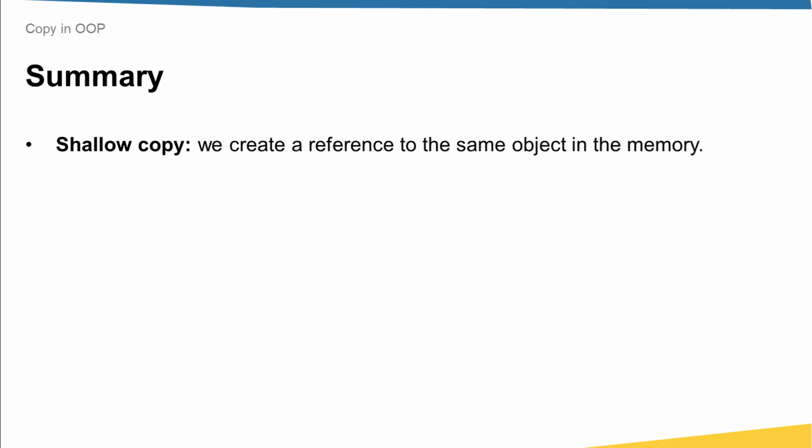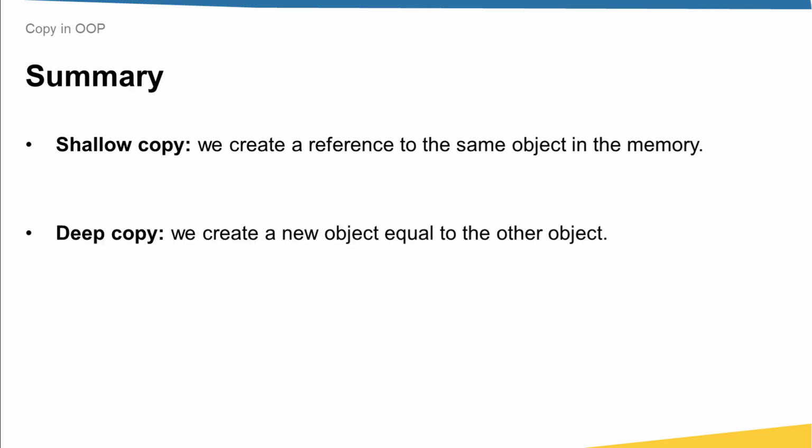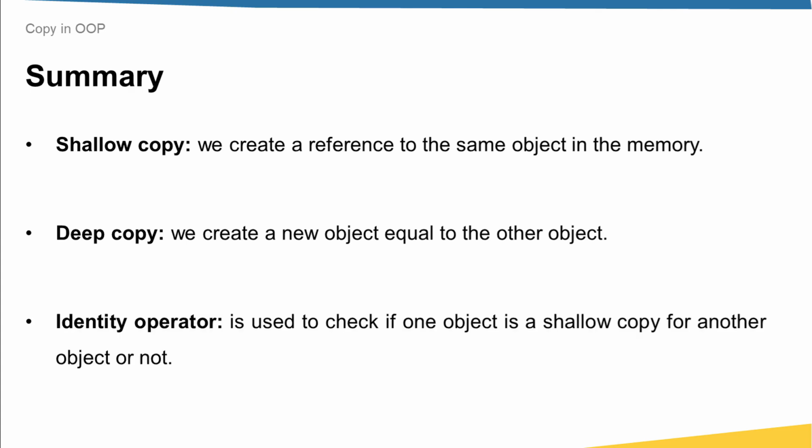Thank you. Now let's recap what we have learned in this lecture. First of all, I talked about shallow copy. We saw that in a shallow copy, when I assign one object to another, I just create a reference to the same object in the memory. Whereas in a deep copy, when I assign one object to another, I am creating a new object equal to the other object, but it's a standalone copy inside the memory. Changing one will not affect the other. And finally, we talked about the identity operator, which I usually use to know if one object is a shallow copy or deep copy of another object.